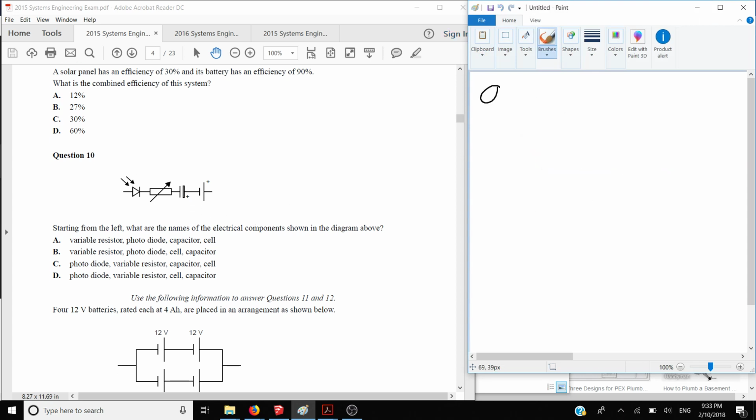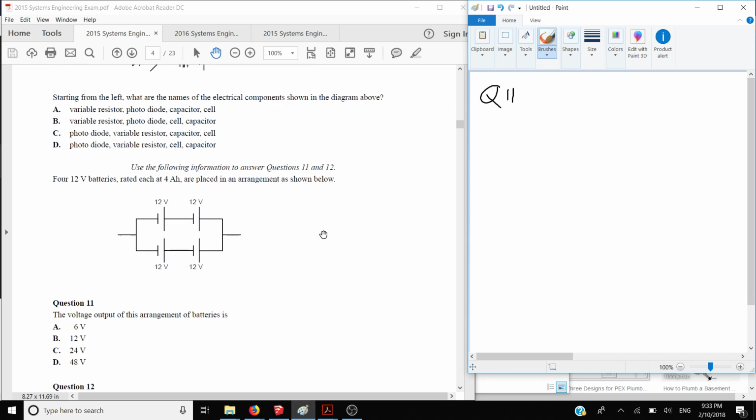Question 10 is just recognizing symbols. Pick the ones you know, compare them to the answer. One that I sometimes get dicey with is variable resistors, which are these ones here, but I know diodes off by heart. I know cells off by heart, so I just need to look for the answer that has those in the right spots, and that's going to be C.